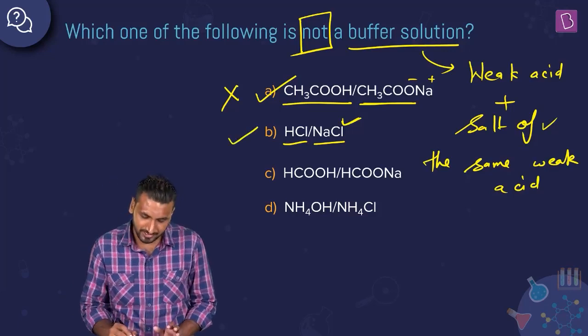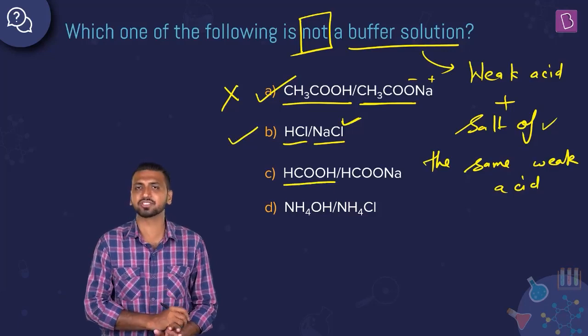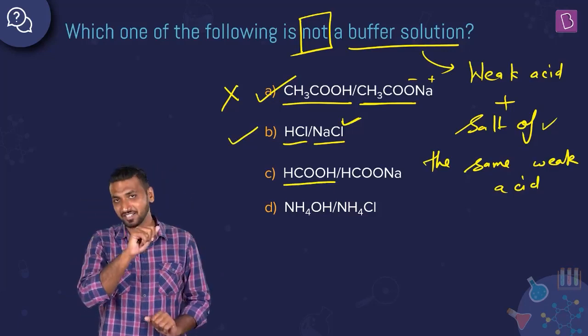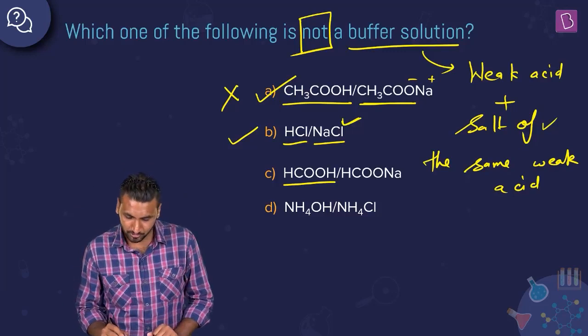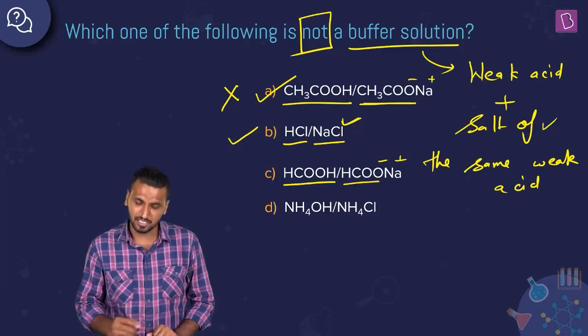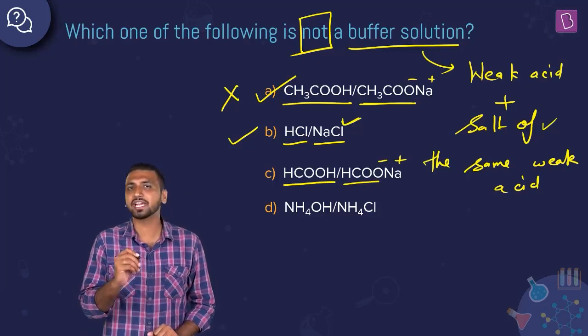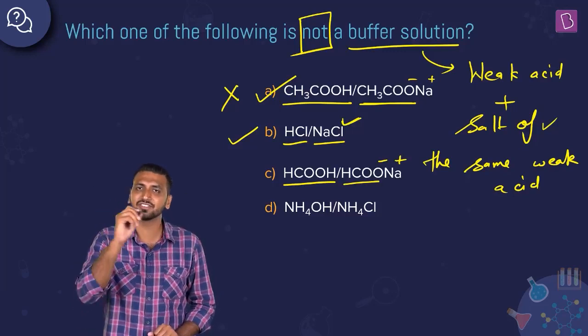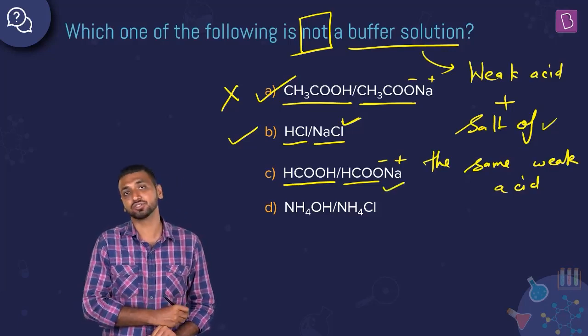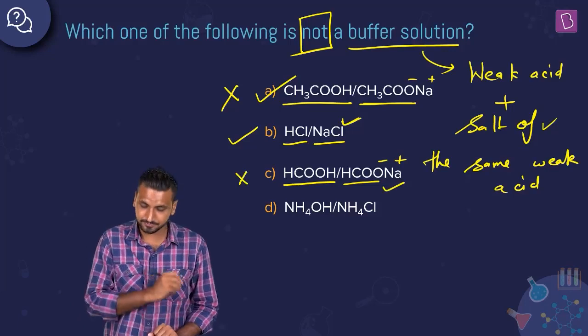Okay. Next, option C is HCOOH, the formic acid. The organic acids are generally weak. Okay. So HCOOH and you have HCOO minus Na plus. Again, you have the conjugate base of the weak acid. It's salt. So yes, it is a buffer solution, but not the right answer.